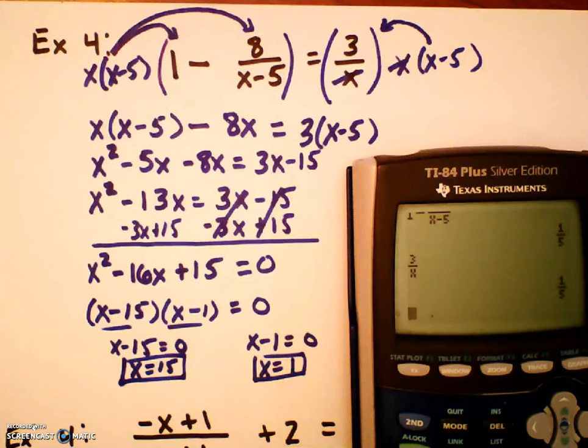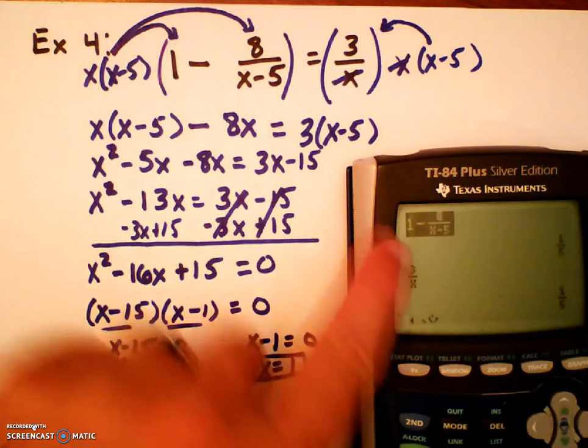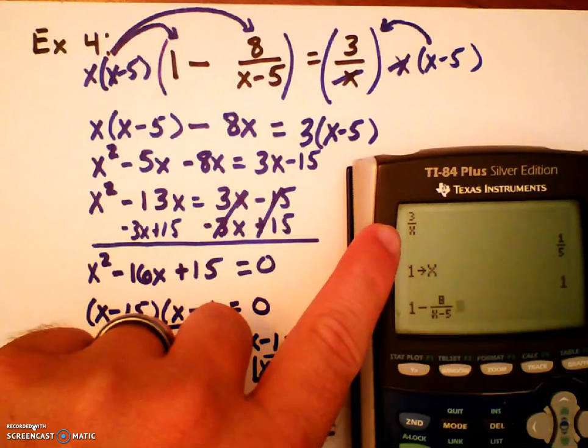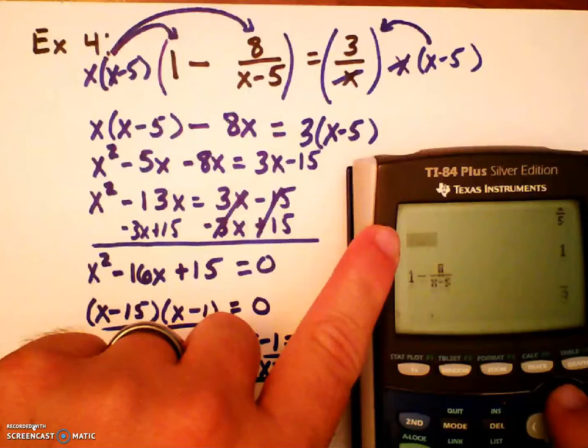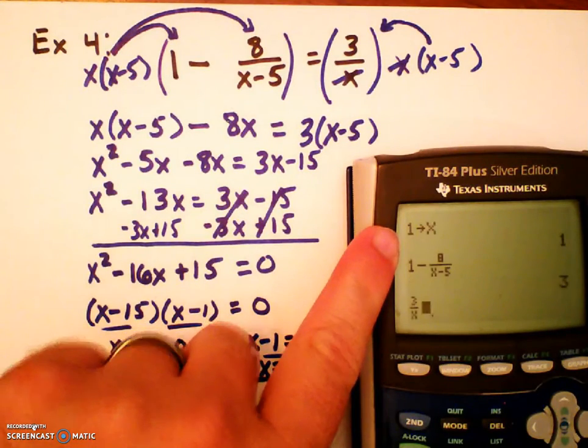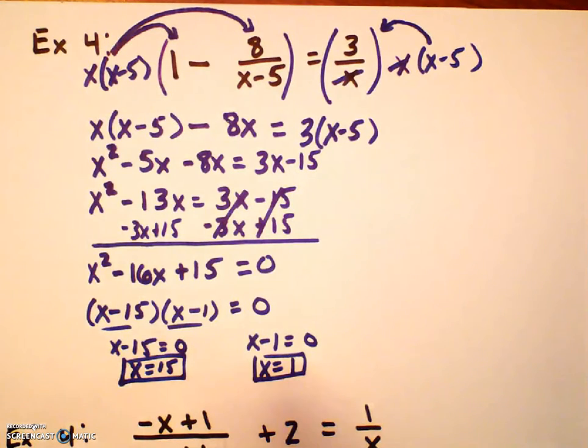If I type in 1, let's see what happens there. If I do 1 store x, and I go back up here and scroll up and hit enter on the left-hand side, it's going to get me 3. And if I do that with the other one, it also gets me 3. So both of these work. Neither one of these are extraneous. Those are my two answers.